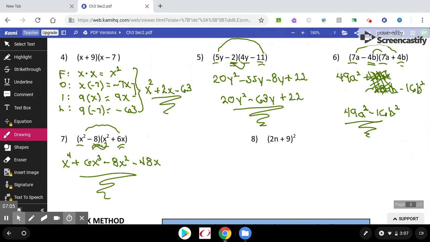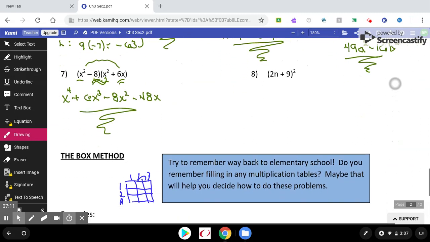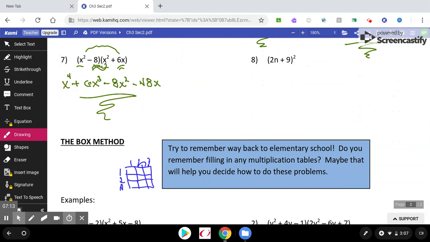And a FOIL problem involves one set of parentheses times another set of parentheses. So it would be really tempting on number 8 to just square the 2n and be done, and square the 9 and be done. But what's it mean to square something? Squaring something means you take whatever it is, in this case 2n plus 9, and times it by itself, 2n plus 9. So now I got a FOIL problem to do. So I got more than just squaring that 2 and squaring that 9. So again, the question being, can you do this with a box? And the answer is yes. So if you like the box method, feel free to do all your FOIL problems with a box.